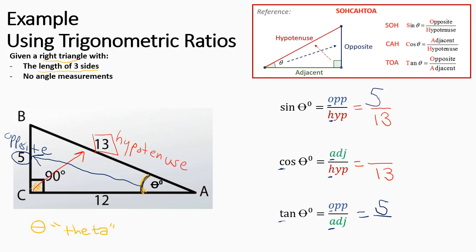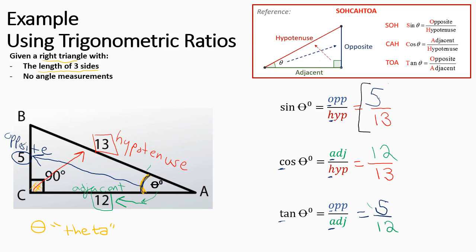Next, we want to find the adjacent. And adjacent means the one right next door to theta. So it looks like theta has 2 next door neighbors, but it can't be the hypotenuse because we already labeled the hypotenuse. So instead, theta's next door neighbor is this 12 here, and so this side is the adjacent. So anywhere where I see adjacent, I'm going to put in a 12. And those are our ratios.